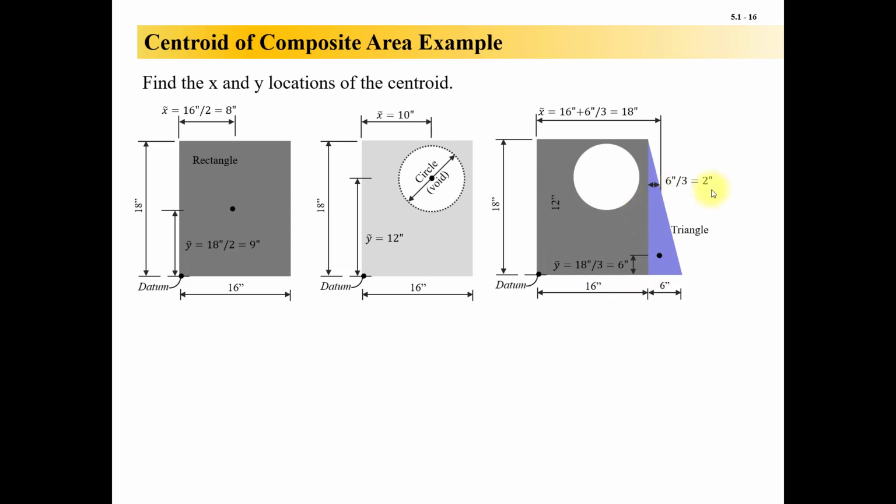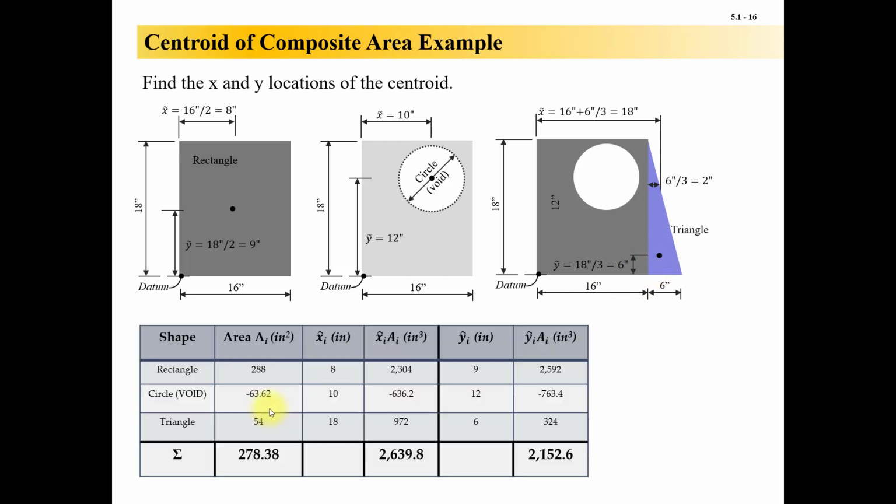So we have 6 inches over 3 is 2, which means that our distance x tilde is going to be 16 inches, which gets me from our datum to the edge of the rectangle, plus the other 2 to get you actually to the centroid of the triangle. That's 18 inches. And then to get up from the datum, we're doing the same thing with the triangle. 1/3 the distance from the tall end, which is this end now, or 2/3 from the pointy end. Again, our datum's down here, so we're going to do 18 inches divided by 3, 6 inches. So there's our centroid of the triangle.